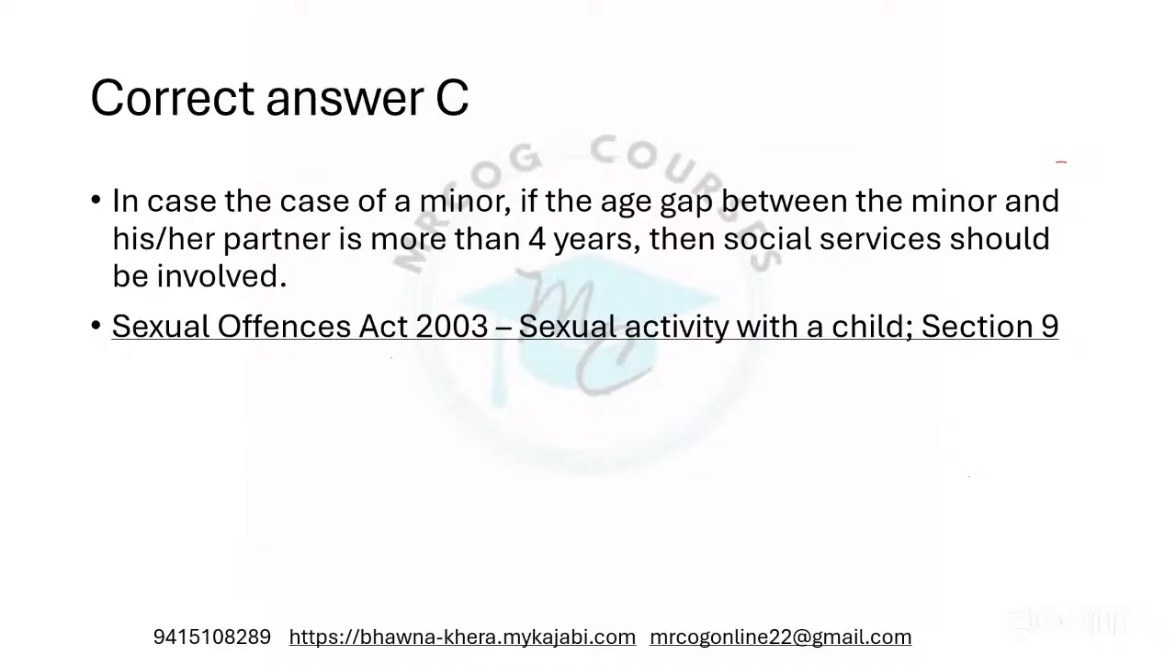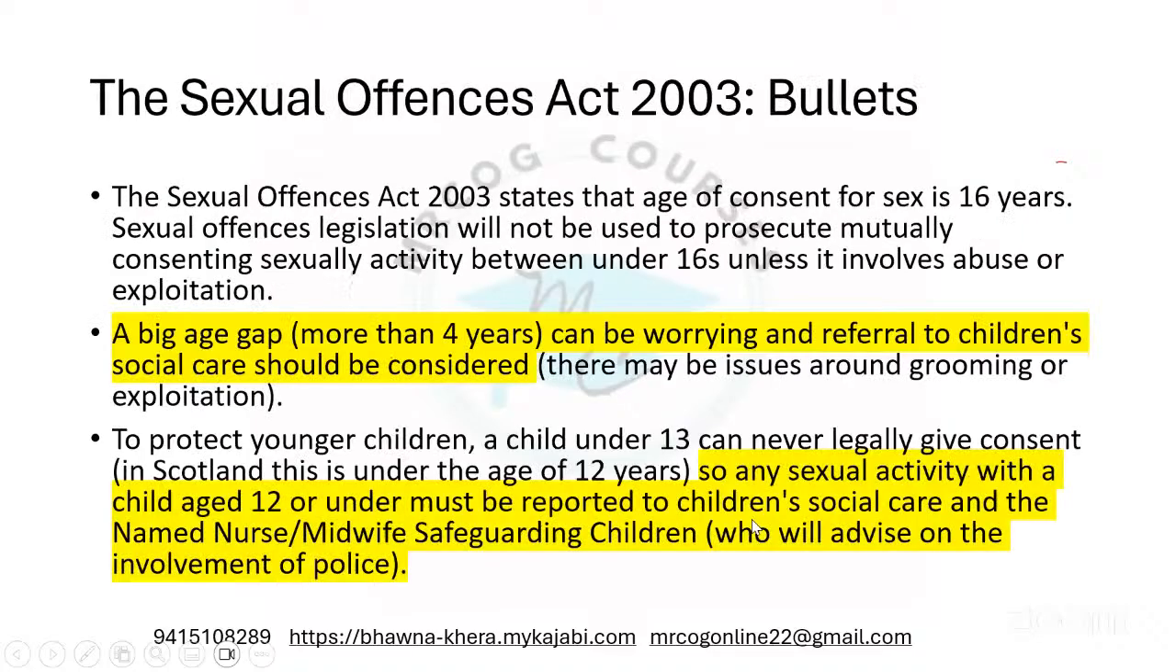In case of the minor, if the age gap between the minor and his or her partner is more than 4 years, then social services should be involved. The Sexual Offences Act 2003 states that. So basically, what are the bullets for this act? It states that the age of consent for sex is 16 years, and sexual offences legislation will not be used to prosecute mutually consenting sexually active under 16s unless it involves abuse and exploitation.